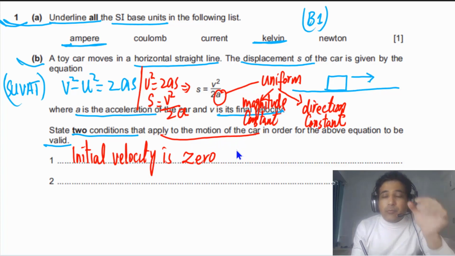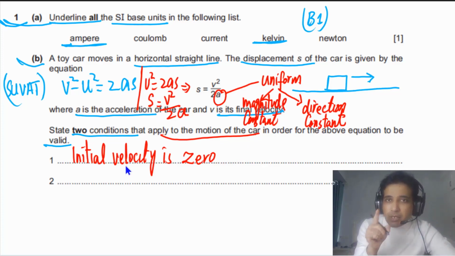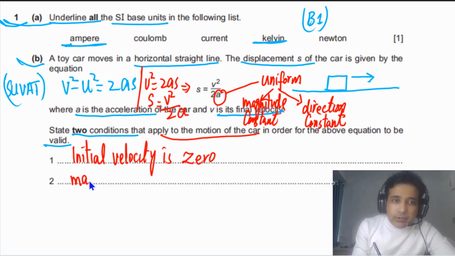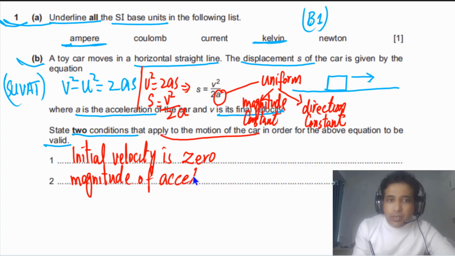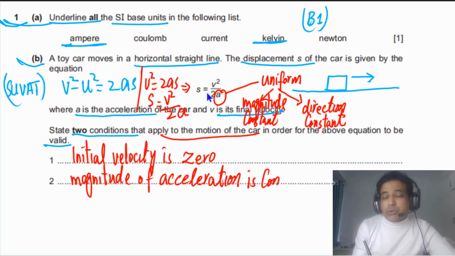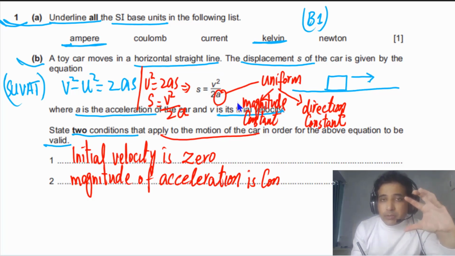I mean, what kind of motion does the car have when we can use this equation? So first, the initial velocity of the car has to be 0. And the second condition is that the magnitude of acceleration of the car has to be constant. So simply you can say the magnitude of acceleration is constant. Then we can use this equation for the motion of the car. I mean, this equation can describe the motion of the car.